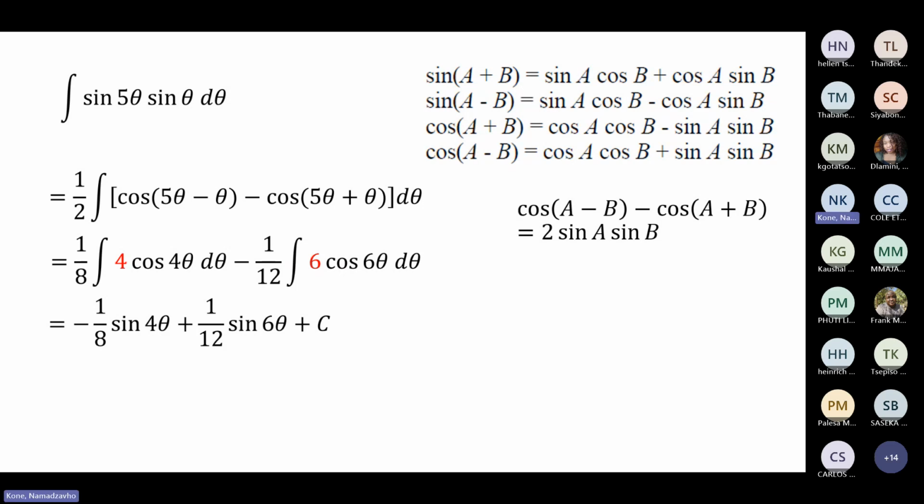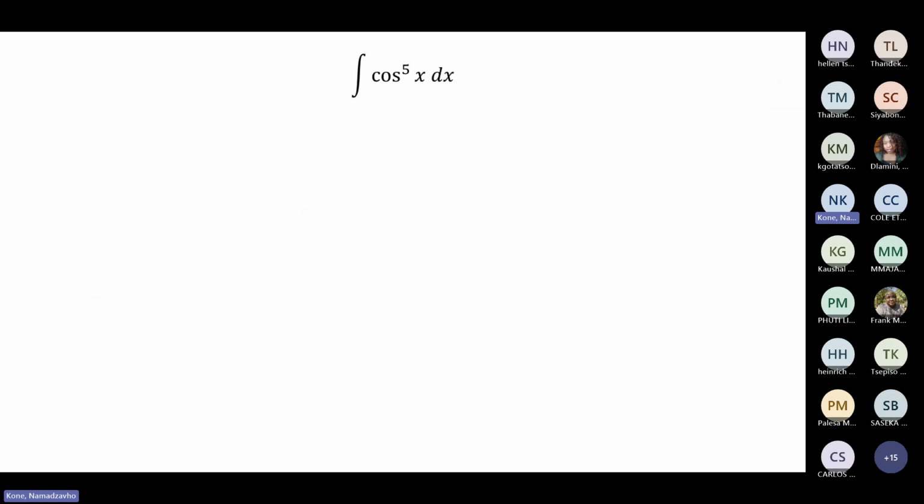So this one, I've made it look more difficult than it actually is, because I didn't check that list of integrals on trigonometry, which will give you a straightforward answer. But that is how you do it.